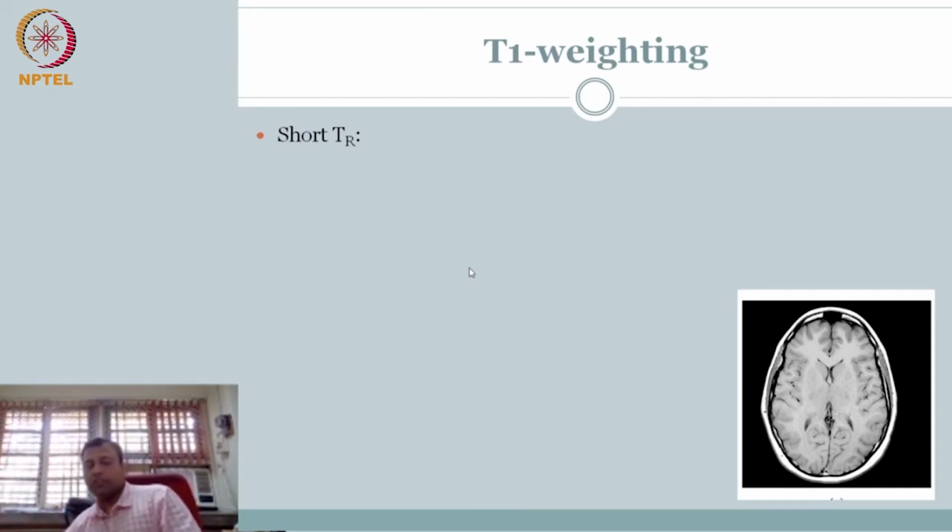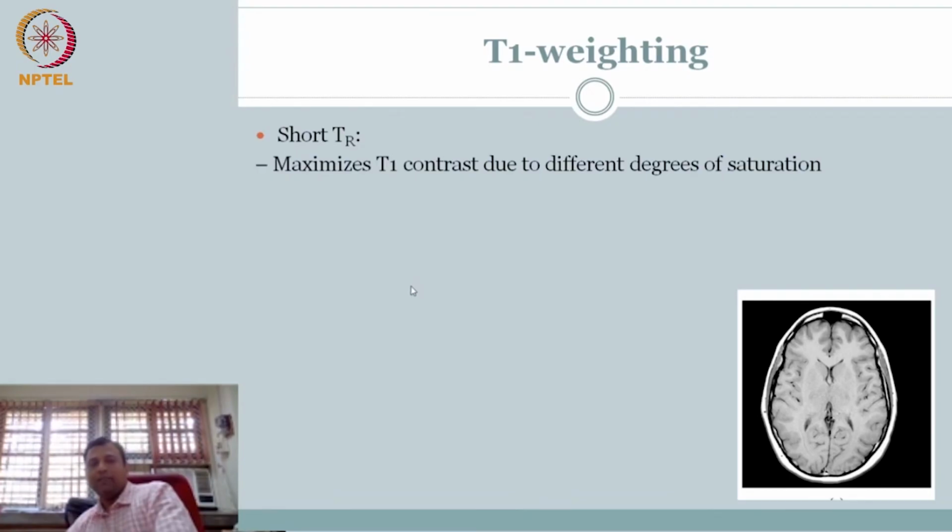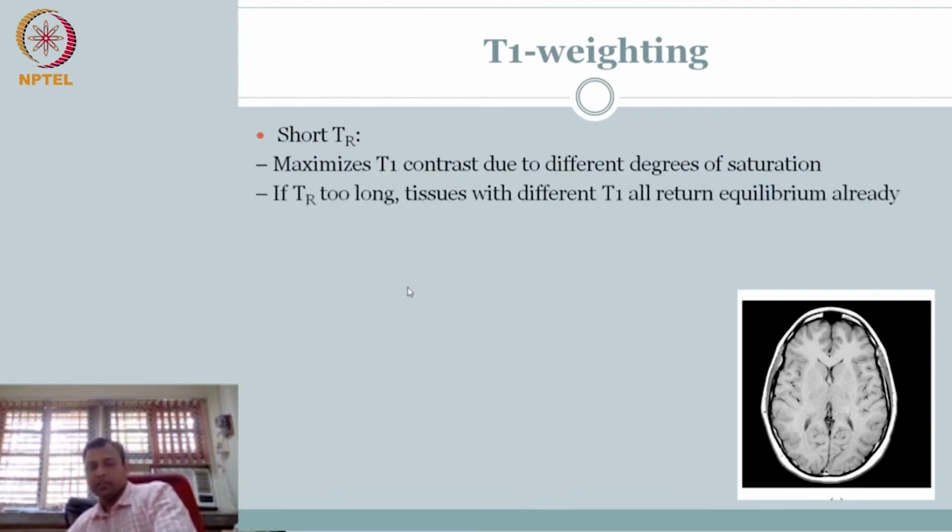The previous two sequences had a long TR. Now we have to use a short TR because I want to exploit the difference in T1. So this maximizes T1 contrast due to different degrees of saturation. If TR is too long, everything will come to equilibrium, so you won't be able to differentiate one location from another.